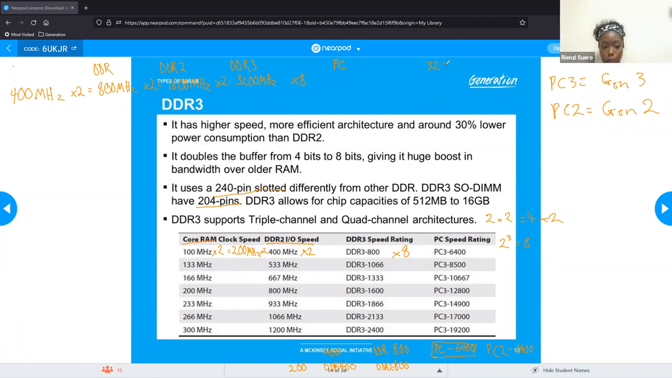So I don't want to do this in my head and embarrass myself, so we're going to draw it out. 8 times 0, 0, 8 times 0, 0, 8 times 2, 16, and 8 times 3 is 24 plus 1, 25. So our PC speed rating is going to be 25,600 megahertz. And that's the process. All right, any questions before we move on?